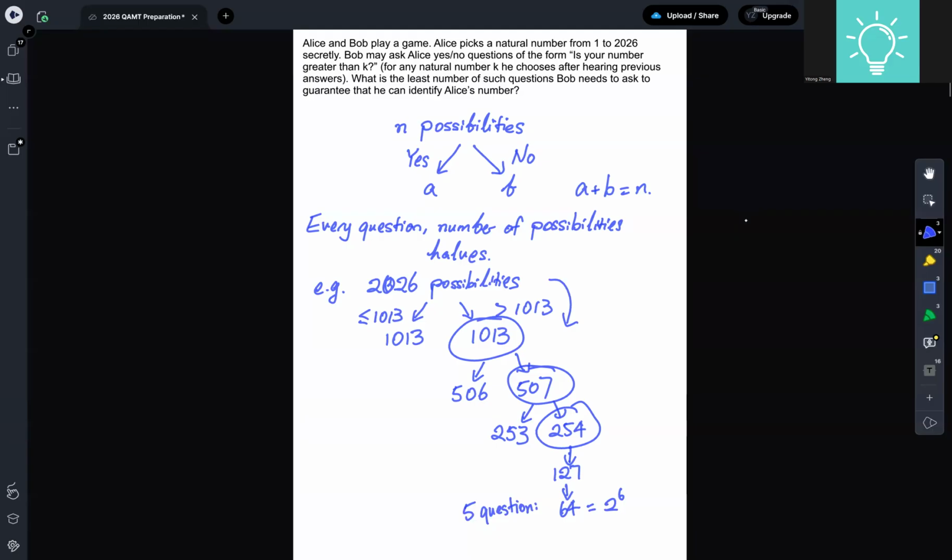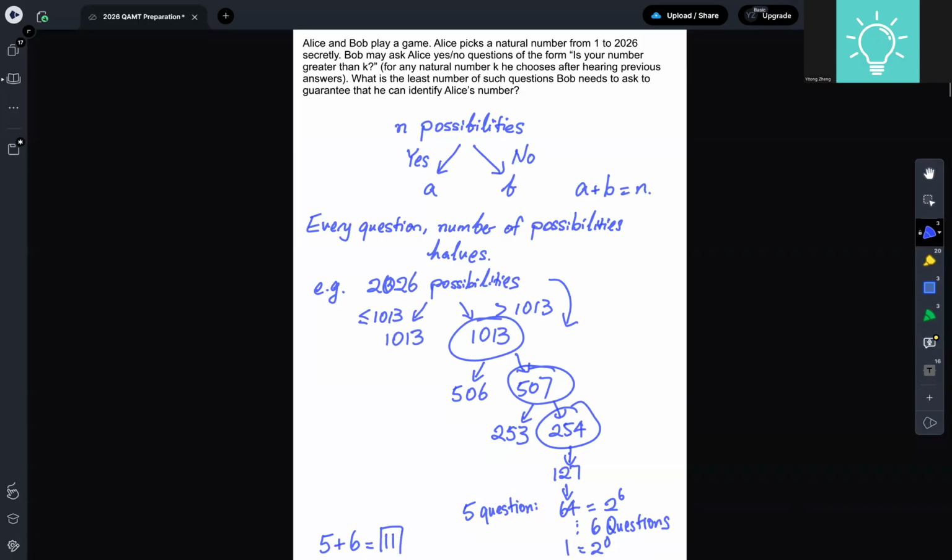The next question would be 32, which is 2 to the power of 5, and then 16, which is 2 to the power of 4, and so on. So then he needs to ask another 6 questions. So I can just write 6 questions, and then we would get to 1 equals 2 to the power of 0. And when the number of possibilities is 1, then Bob definitely knows what Alice's number is. So that means after 5 questions and 6 more, the answer is going to be 5 plus 6 equals 11.